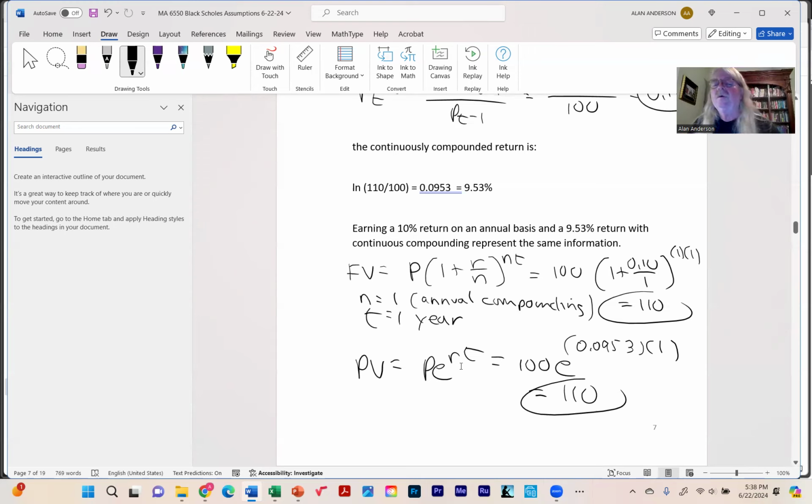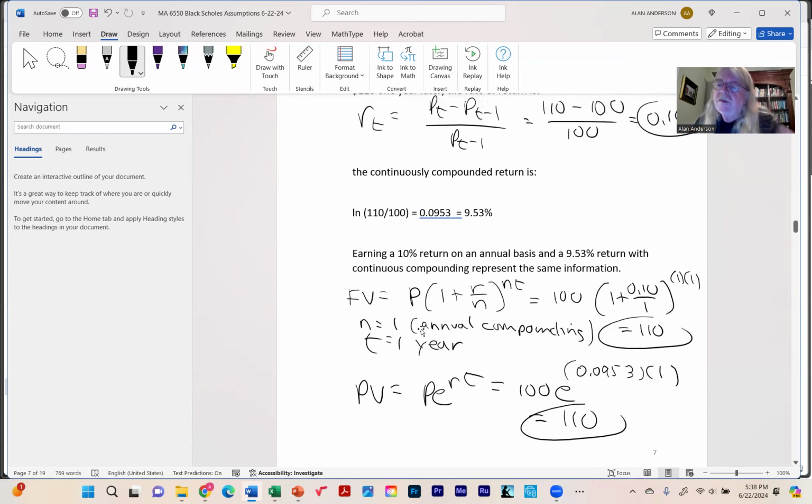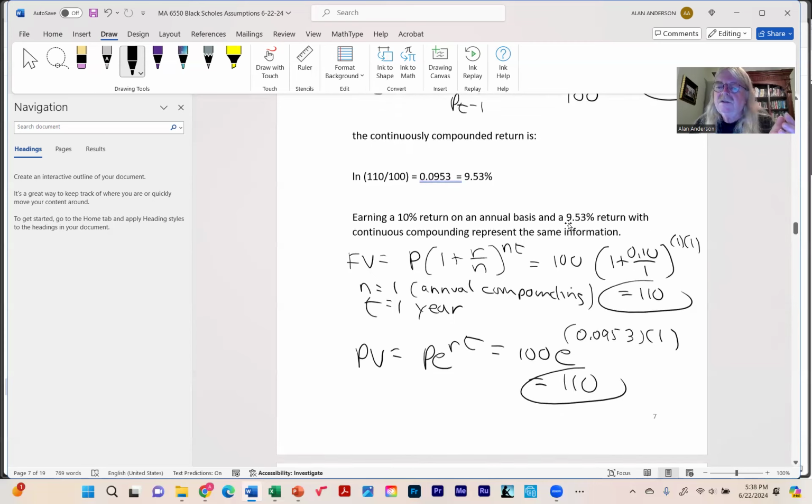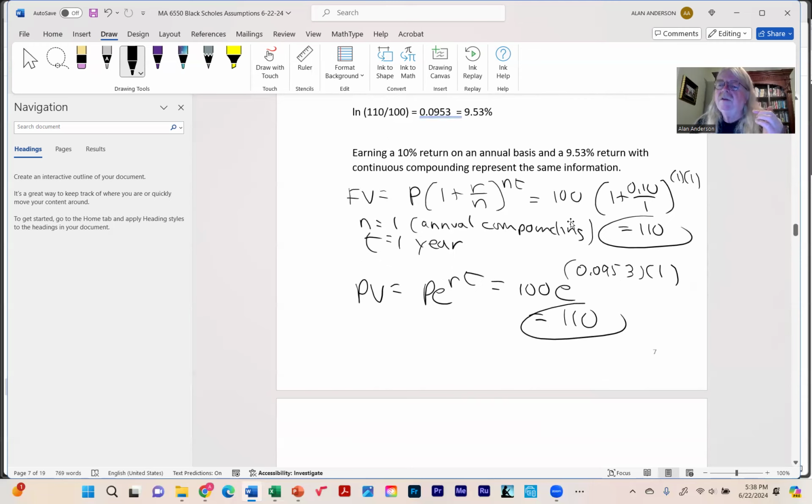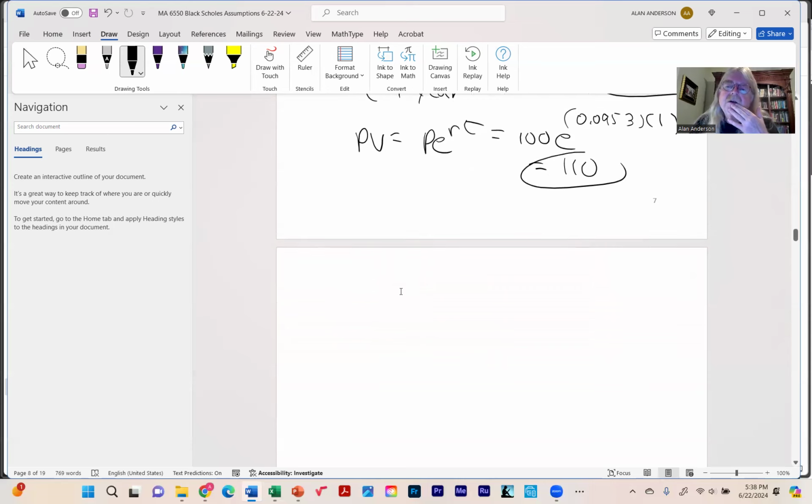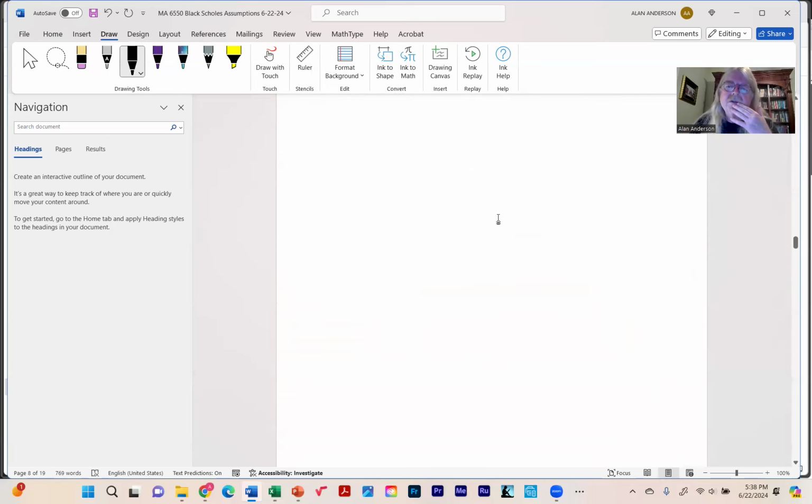So in other words, when you change the compounding convention, you're not changing the future value of your investment or the present value. What you're changing is the way the rate of interest is calculated. But you can see here that the two numbers represent the same result: 10% on an annual basis, 9.53% on a continuously compounded basis. It ends up meaning the same thing. So in Hull's book and in many other books, they choose to use the continuously compounded rate of return because there are issues associated with discrete returns.